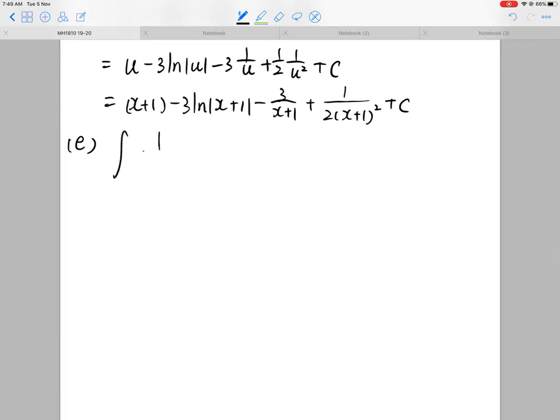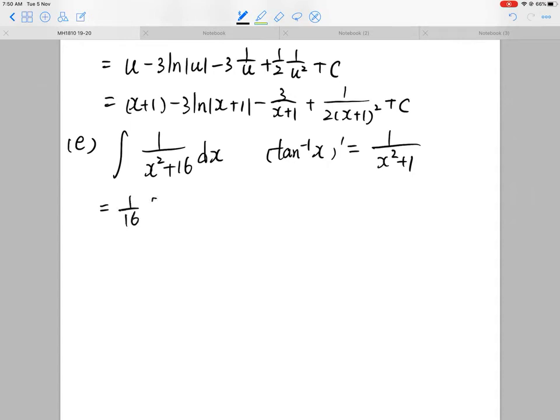Let's do part D. 1 over x squared plus 16. Okay, notice that the derivative of tangent inverse x is 1 over x squared plus 1. So it's kind of similar, but slightly different because here you have 16. So what do we do? We can divide by 16 on both sides, right?